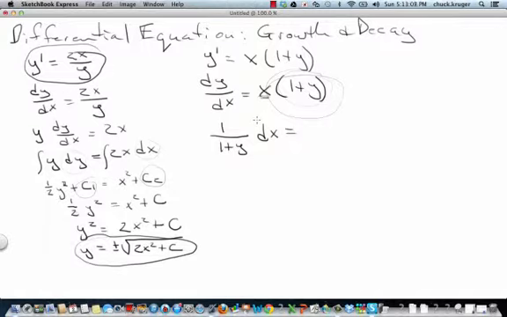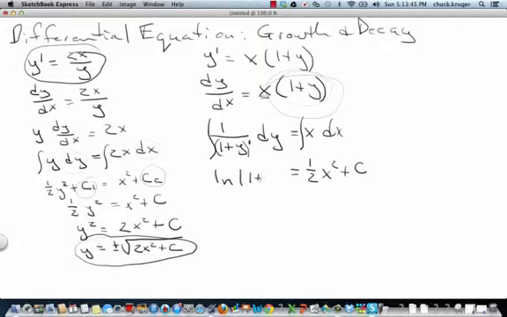Oops, I just wrote dx instead of dy. Got that fixed. Alright, I'm going to have dy here is equal to x dx. Now I'm going to integrate both sides because it's an operation I can do to both sides. And on the right side here, I'm going to have 1/2 x squared plus c. On this side, if I notice this is a quantity of the first power, I'm going to have the natural log of 1 plus y.